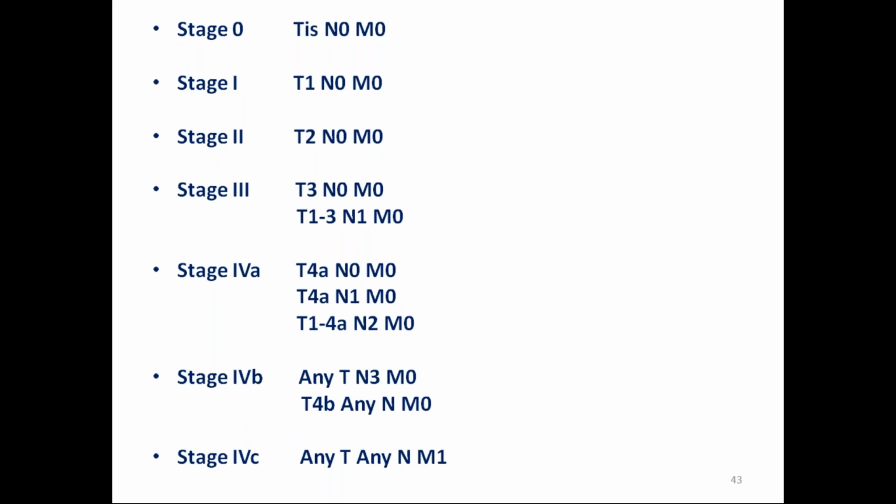So stage 1 is T1, N0, M0. Stage 2 consists of T2. Stage 3 is T3, or T1 to T3 with N1. Stage 4 is divided into 4A, 4B, and 4C. 4A includes T4a, T4a N1, and T1 to T4a with N2. Stage 4B includes any T with N3, and T4b with any N nodal involvement. And stage 4C is any T, any N with metastasis, that is M1. So those are the stages.